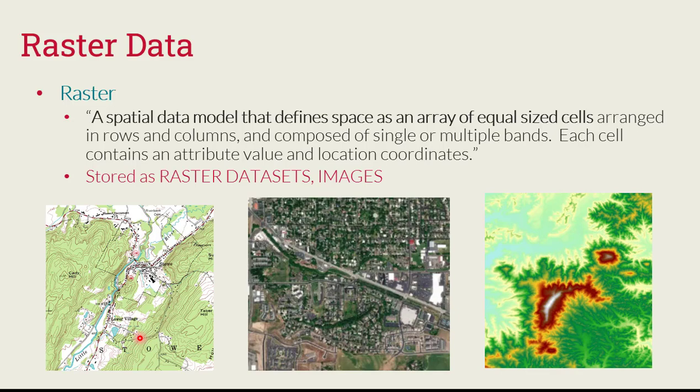The first here is a snapshot of a topographic map that is stored as a JPEG that knows where it is, so it is a digital data set that can be brought into a GIS. Here we have an aerial photograph that again is georeferenced and can be placed in the GIS, and here we have a digital elevation model that represents the elevation for a particular area.